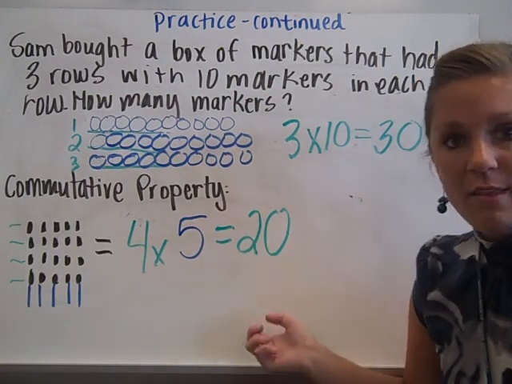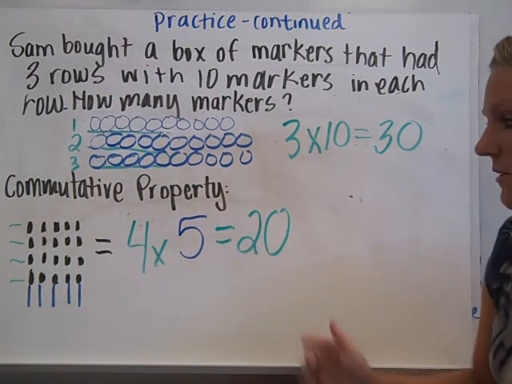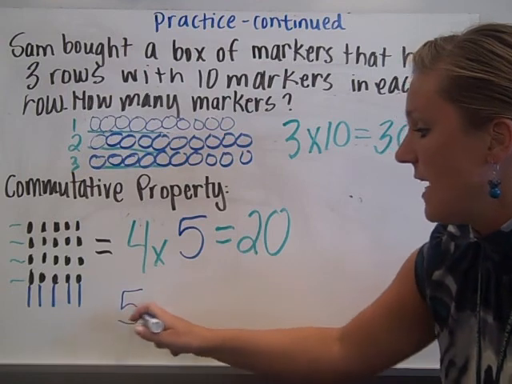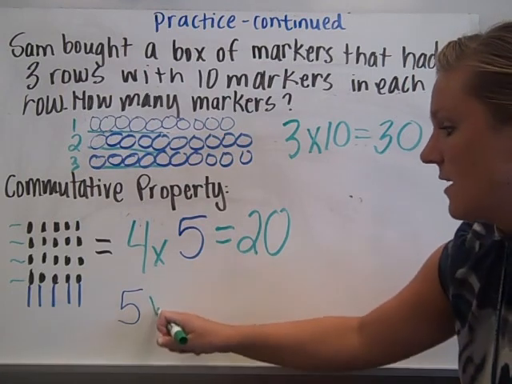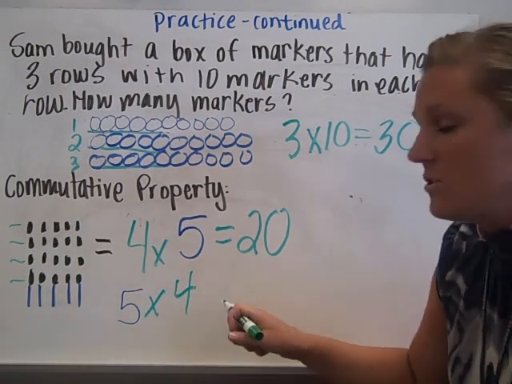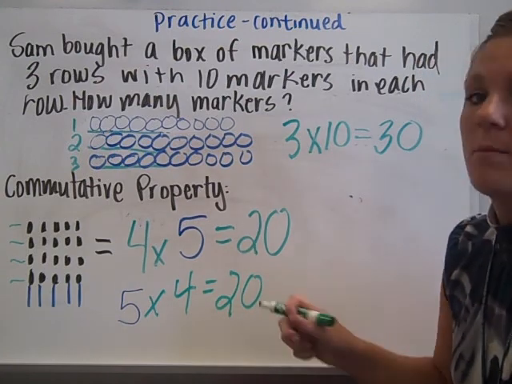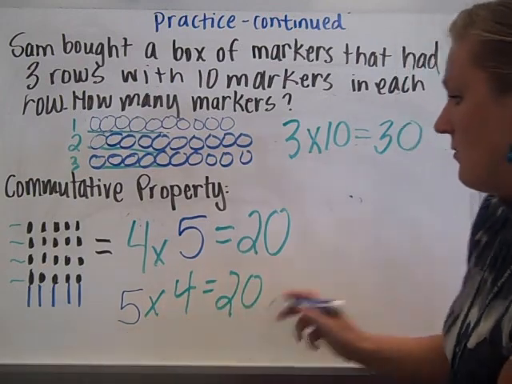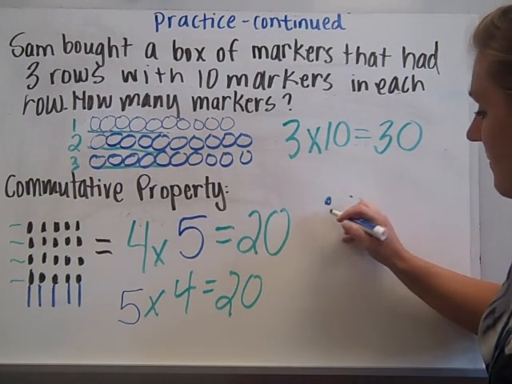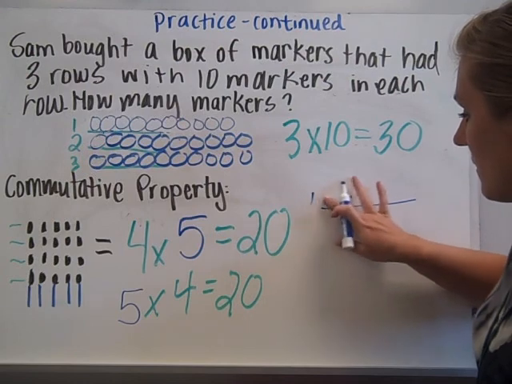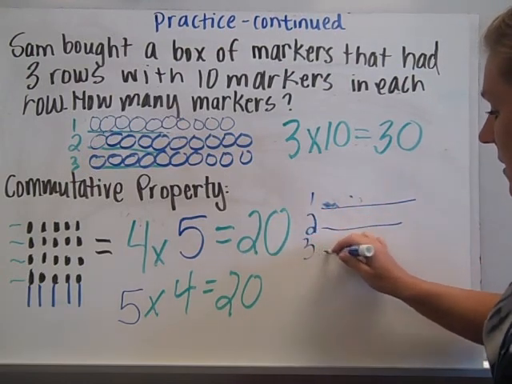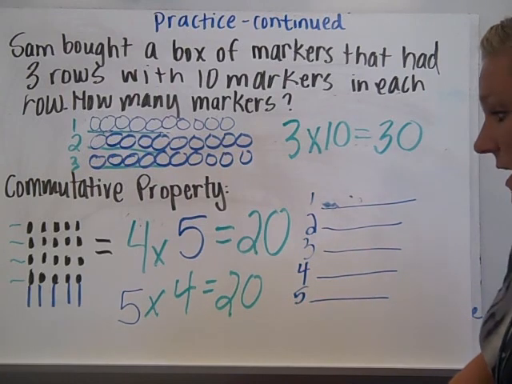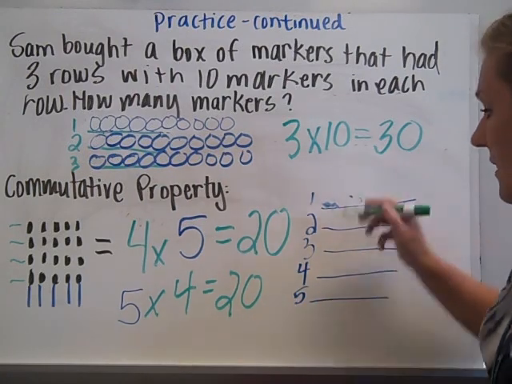So how can I draw this another way to show the commutative property? Well, I just want to reverse the order of these because that's what the commutative property says. It says the order of these factors do not matter. I will still get the same product or answer. So now I want to draw 5 rows because remember that comes first. So 1, 2 rows, 3 rows, 4 rows, 5 rows, and then I'd like to draw 4 in each of these.